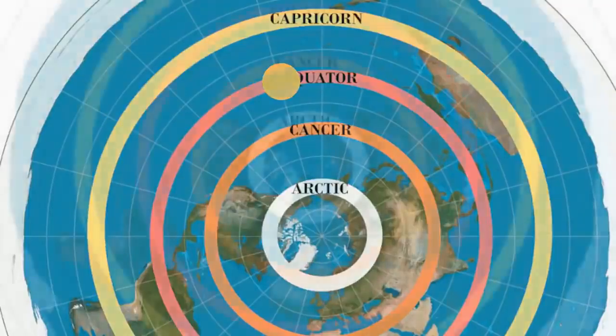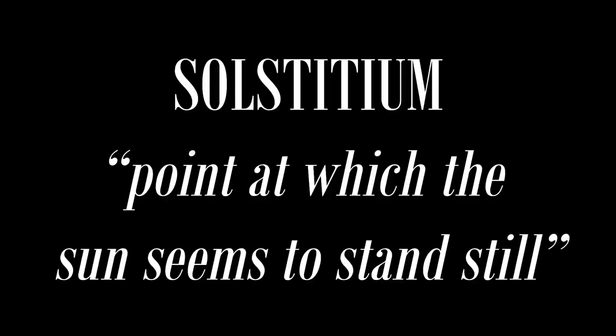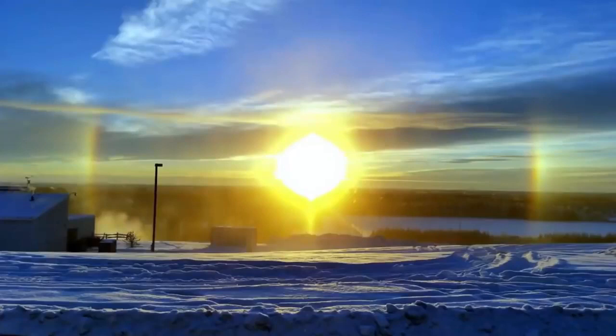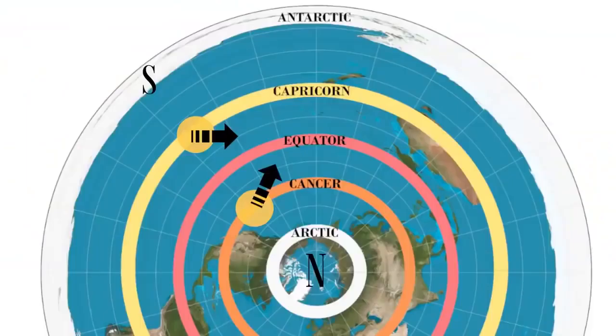The point at which the sun reaches its most northerly and southerly excursion, relative to the equator, is called the solstice. Solstice comes from the Latin word solstitium, which means point at which the sun seems to stand still. And indeed, many do note that the sun seems to stop on the solstices. And this is because, in a sense, it does. It reaches the most northerly and southerly excursion and turns back.